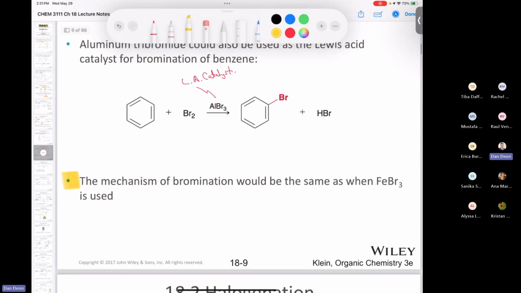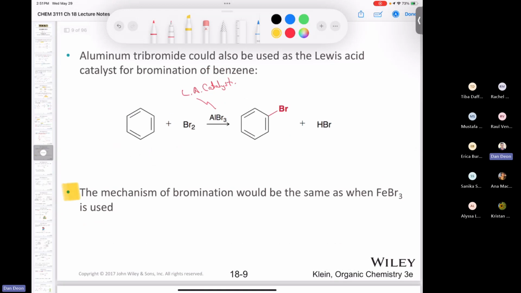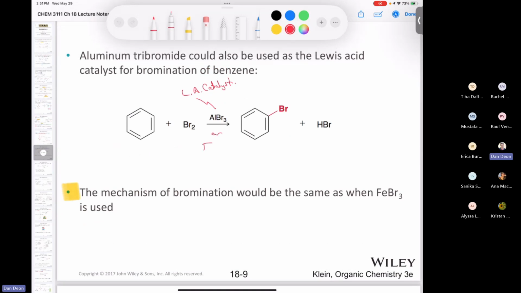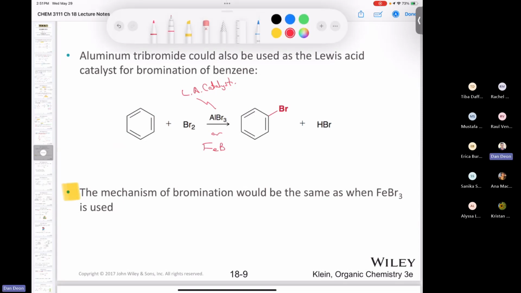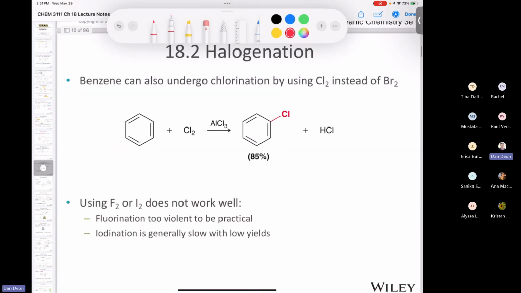yeah, so we would say you could do this reaction, bromination, with aluminum tribromide, or you can do it with iron 3 bromide. So those are two sets of conditions to do the exact same thing, bromination. Okay. Then for chlorination, we can use aluminum chloride to do that.